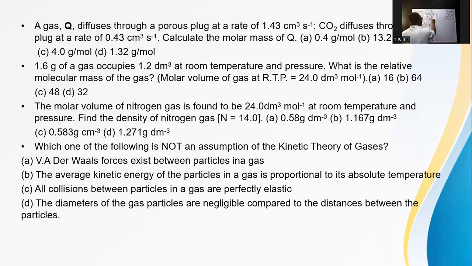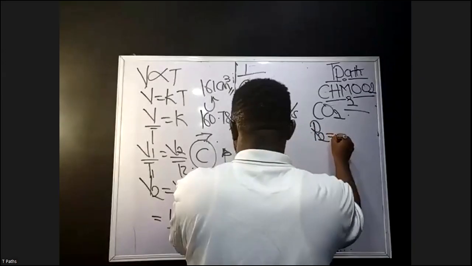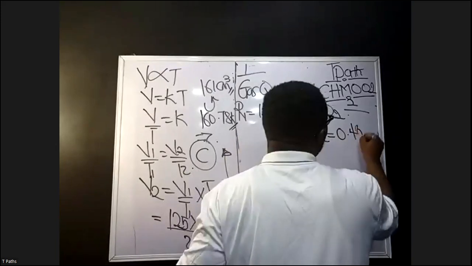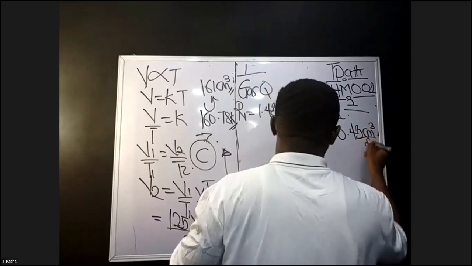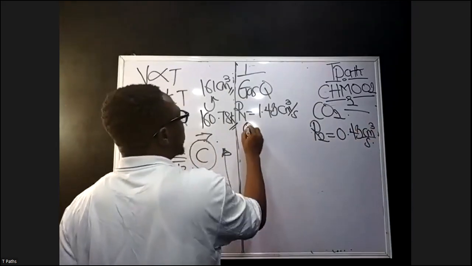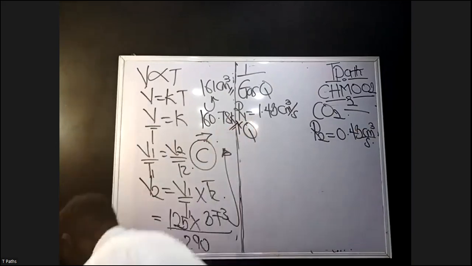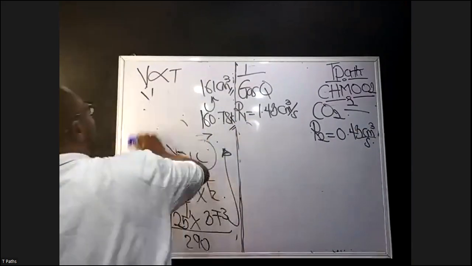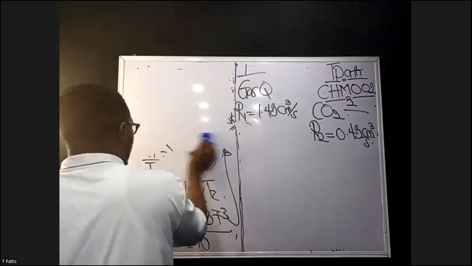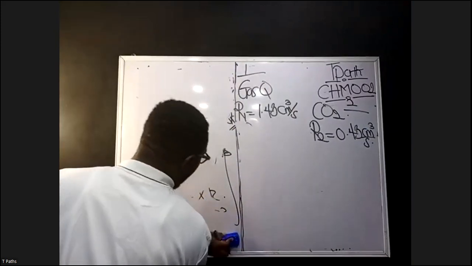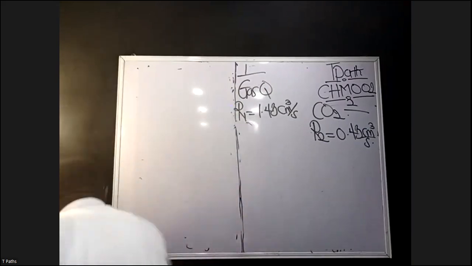So R1 is equal to 1.43 cm³ per second, diffused through the plug at A. We are told that CO2 diffuses through the plug at a rate of 0.43 cm³ per second. The molar mass of Q is the unknown. Please pay attention, I want to derive some formulas now.